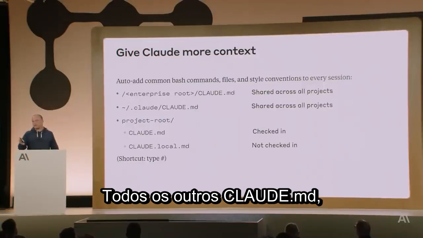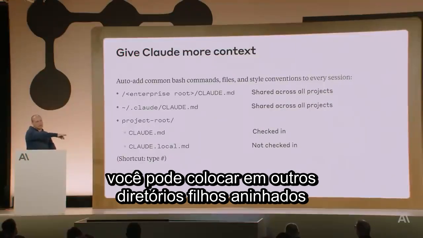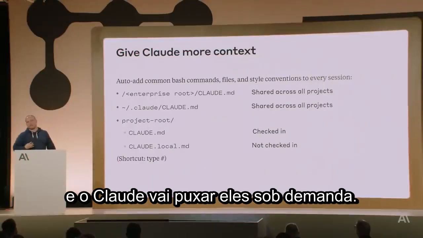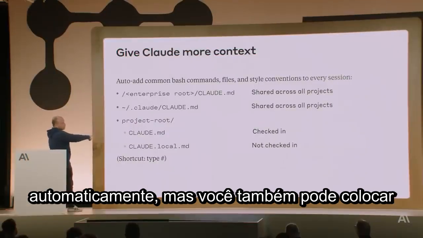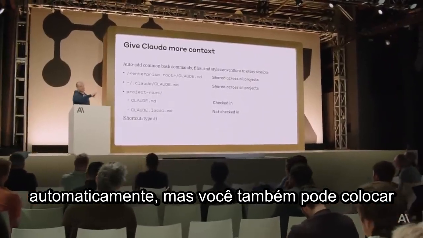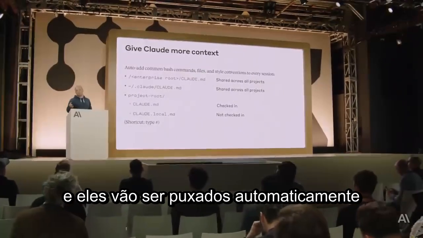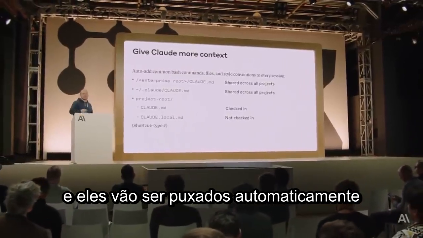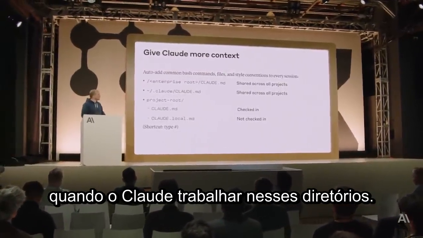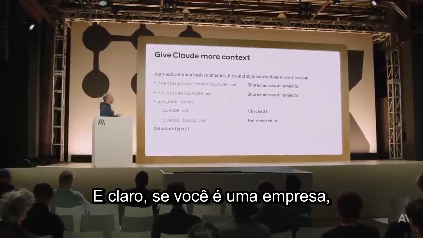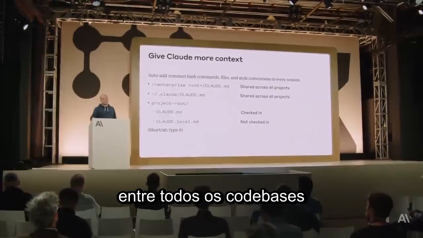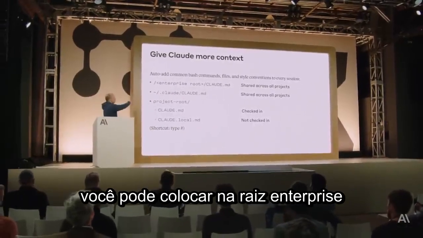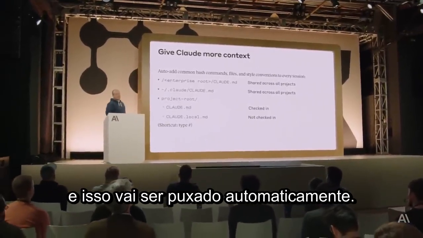All the other Claude.md files, you can put them in nested child directories, and Claude will pull them in on demand. So these are the Claude.md files that will get pulled in automatically, but you can also put Claude.md files in nested directories, and those will get automatically pulled in when Claude works in those directories. And of course, if you're a company, maybe you want a Claude.md that's shared across all the different code bases, and you want to manage it on behalf of your users. You can put it in your enterprise root, and that'll get pulled in automatically.